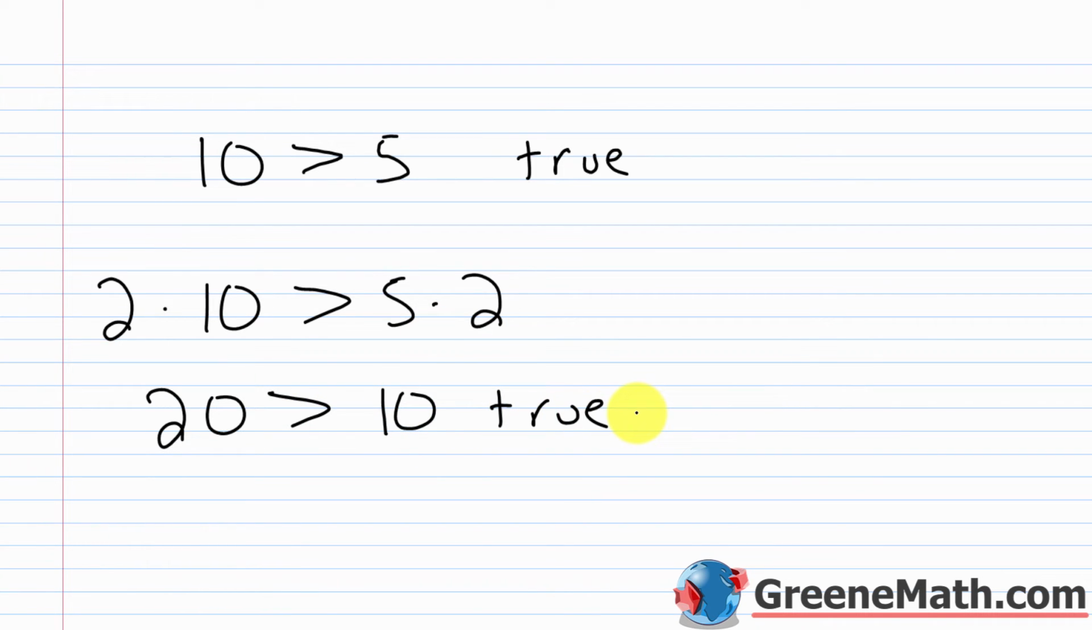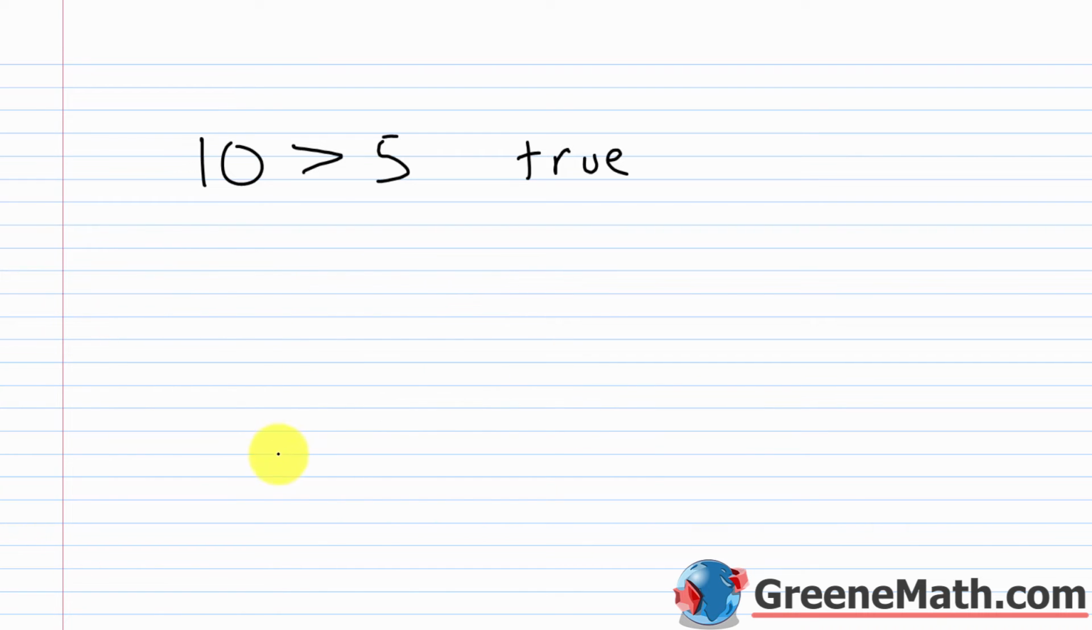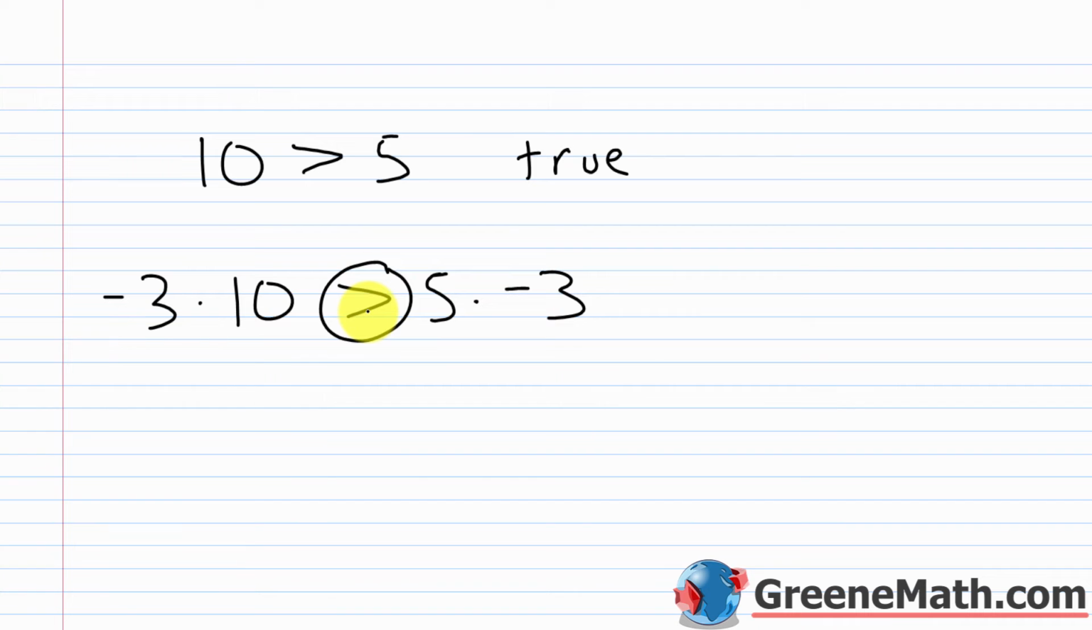Again, if I multiply both sides by the same negative value, in order for me to keep a true statement, I've got to reverse the direction of the inequality. So if we erase this and say, okay, let's multiply both sides by negative 3. So let's multiply by negative 3 over here and by negative 3 over here. And we're just going to leave this as it is for now, and I'll show you that it's false. Negative 3 times 10 is negative 30. And we're saying this is greater than 5 times negative 3, which is negative 15. And again, now this is false, right?